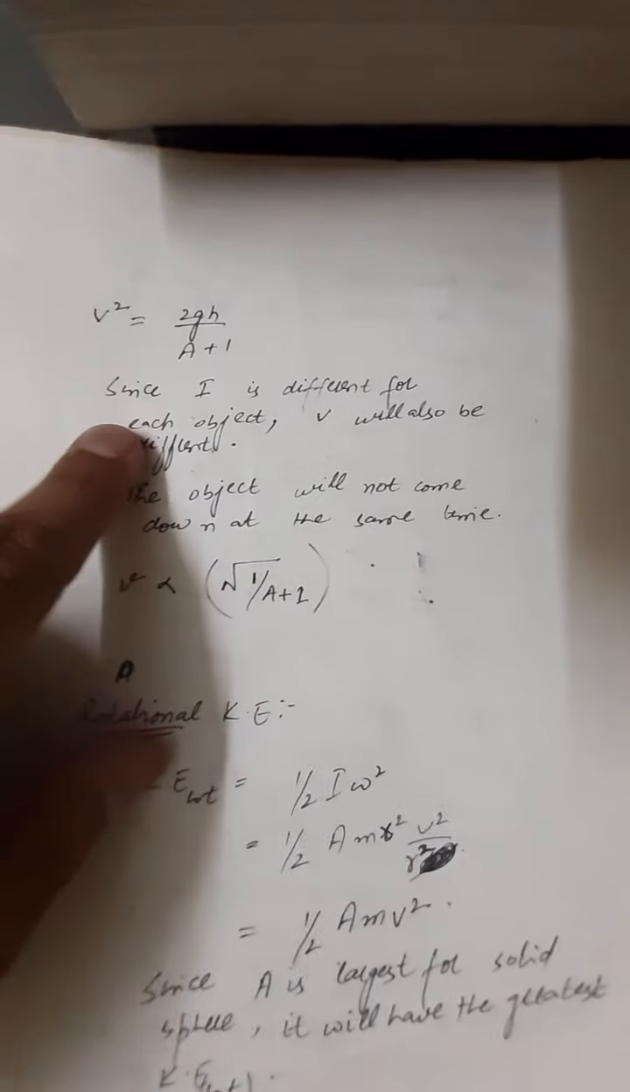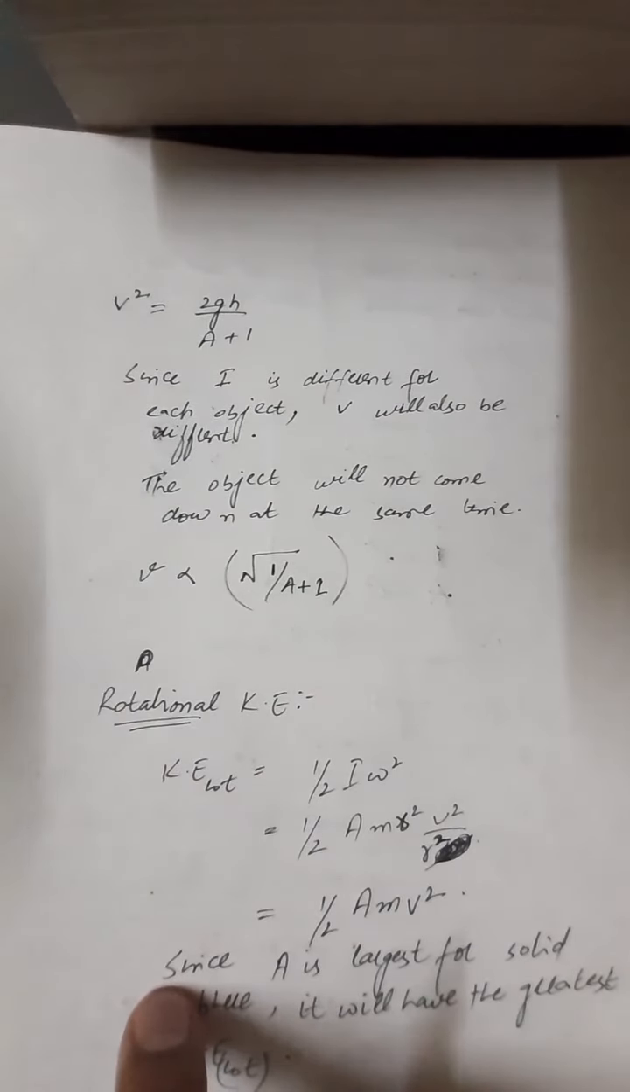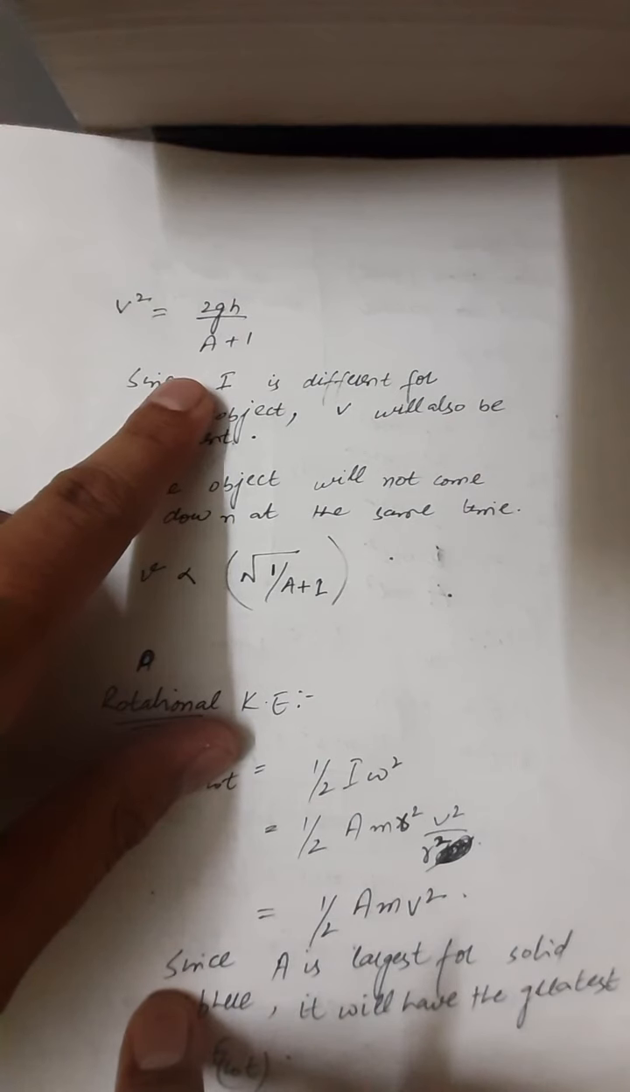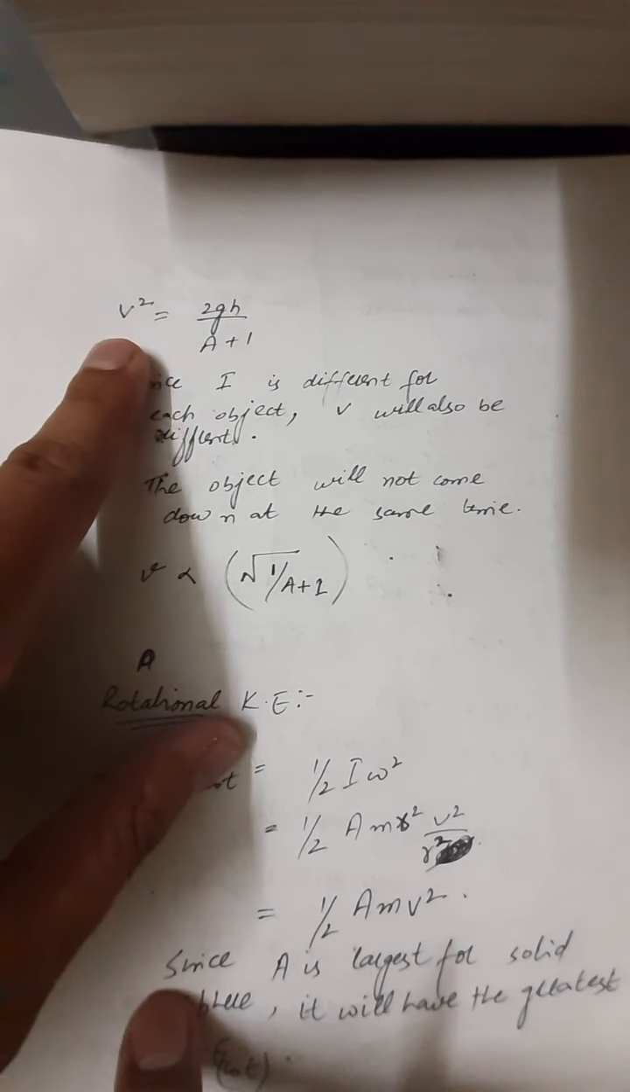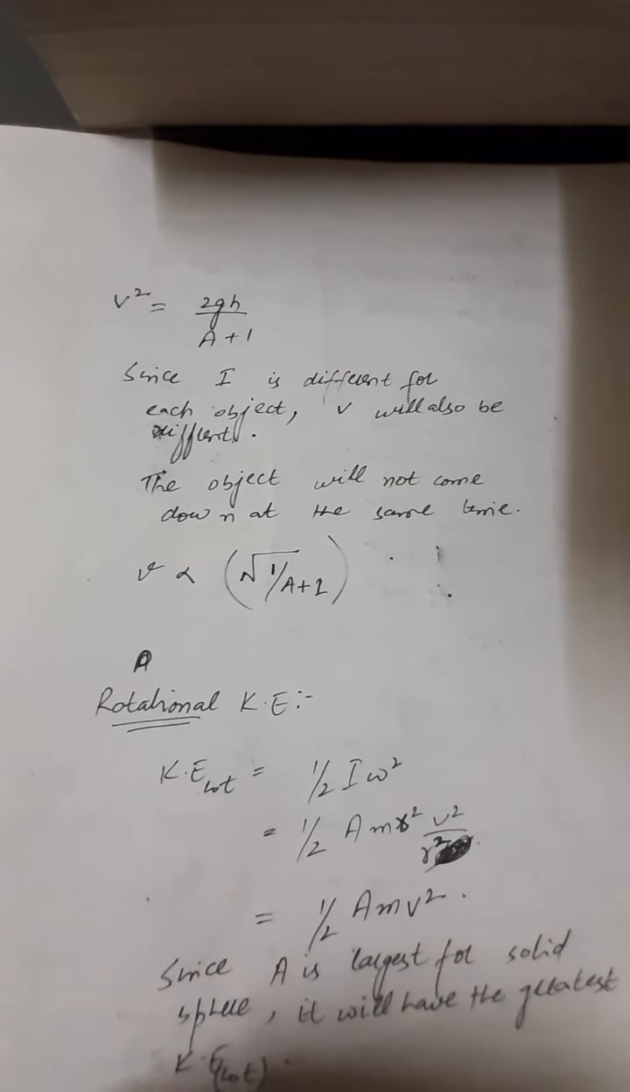Then the velocity is very simple, the square root of 2gh over a plus 1. Now since g and h are the same for each and every object, the only dependence here is on a, and since a for each object is different, we know that the velocities will be different too, and in essence no two objects will arrive at the bottom at the same time. This is the same thing, that velocity is inversely proportional to the square root of a plus 1.